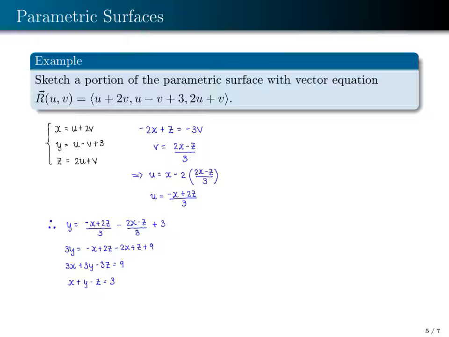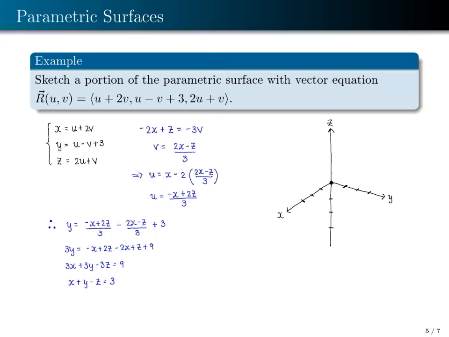Another way to obtain the same Cartesian equation is to notice that adding the first two equations yields x plus y is equal to 2u plus v plus 3. Since 2u plus v is equal to z, we immediately obtain this same equation. Now, this equation should look familiar from Math 22. Indeed, this is a linear equation in x, y, and z, and so its graph is a plane.